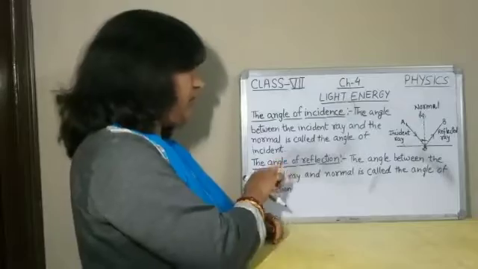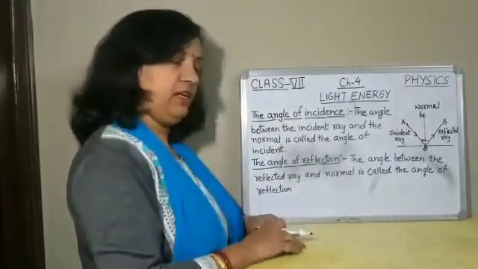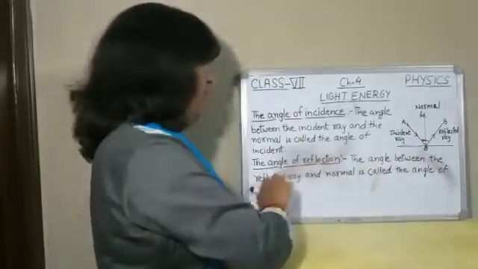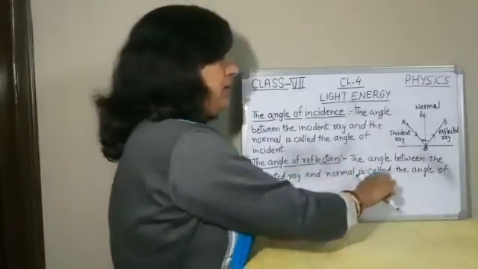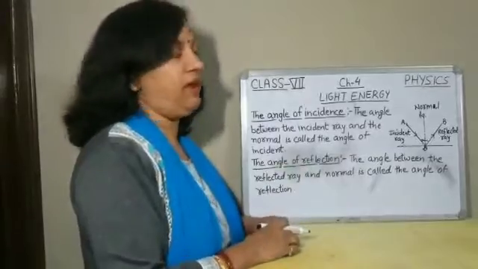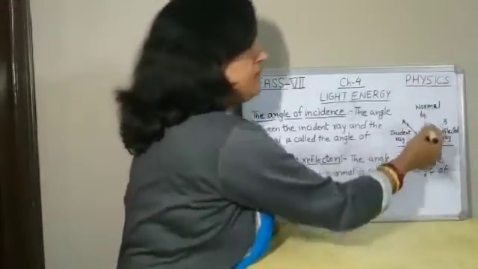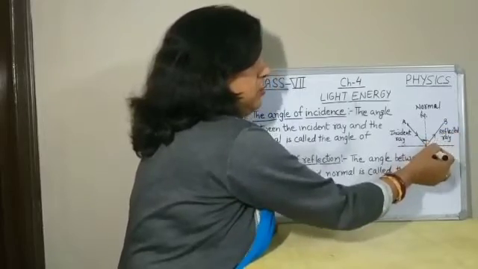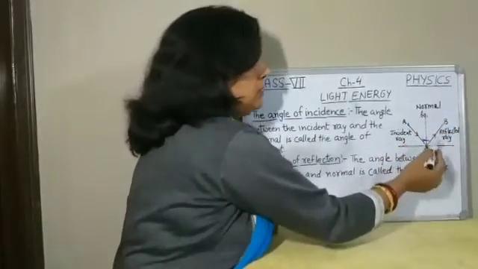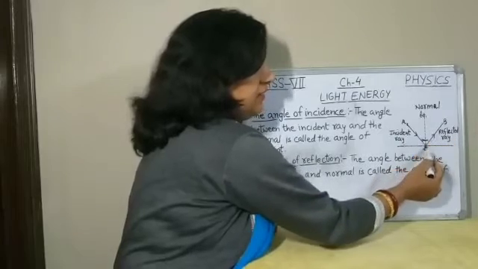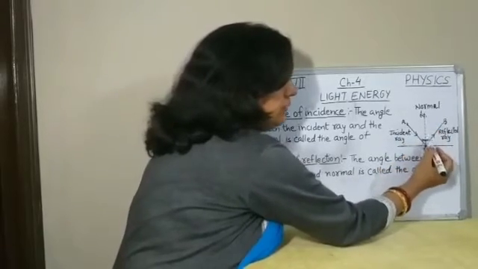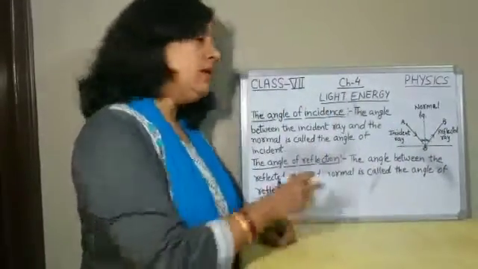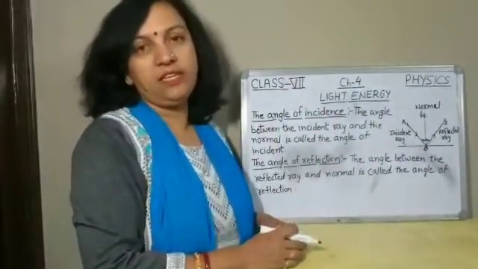Now next one is the angle of reflection. What is angle of reflection? The angle between the reflected ray and normal is called the angle of reflection. So if we see in this figure, OB is the reflected ray and ON is the normal. So the angle between the reflected ray and the normal, this one, BON, will be called the angle of reflection.